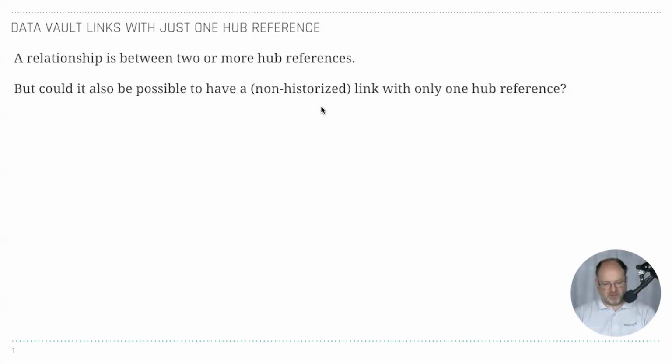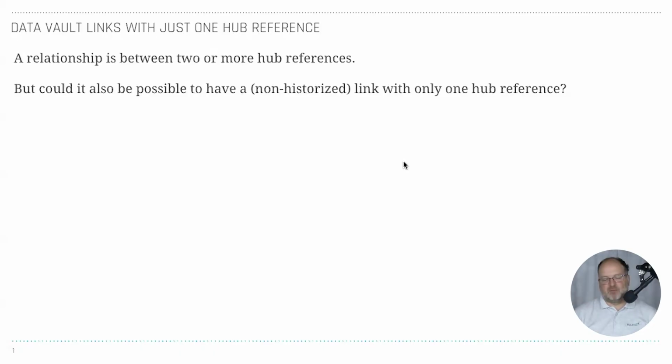So this question here is about essentially links in Data Vault. And links, they implement relationships, right? So that's the basic idea. So the relationship is between two or more hub references, but could it also be possible to have a non-historized link with only one hub reference, which is weird, right? Because a relationship has at least two hub references or more, but can only have one.